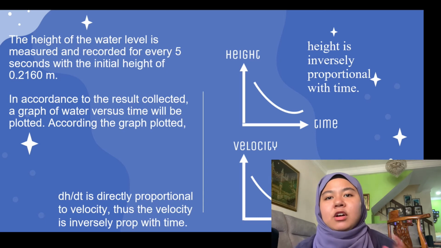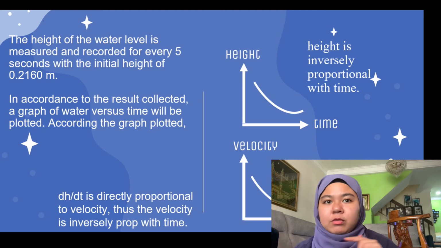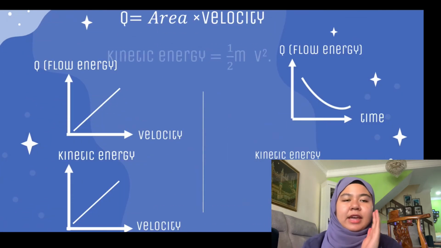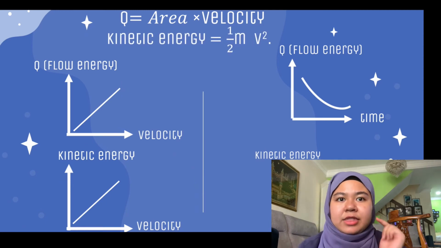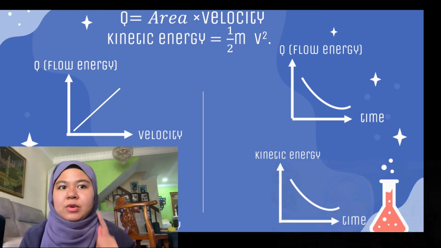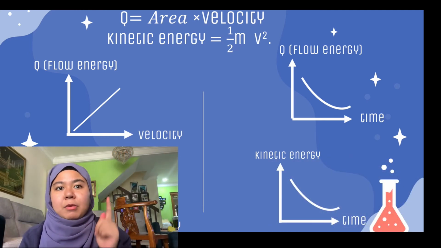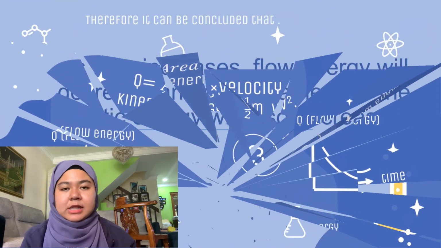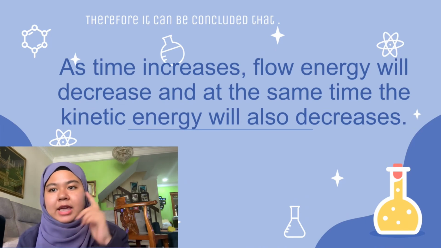From the equation of Q equals AV and the equation of kinetic energy of 1/2 mv squared, it can be seen that Q and kinetic energy are directly proportional with velocity. Therefore, it can be deduced that Q and kinetic energy are inversely proportional with time. That highlights the fact that as time increases, Q will decrease, and at the same time kinetic energy will also decrease.